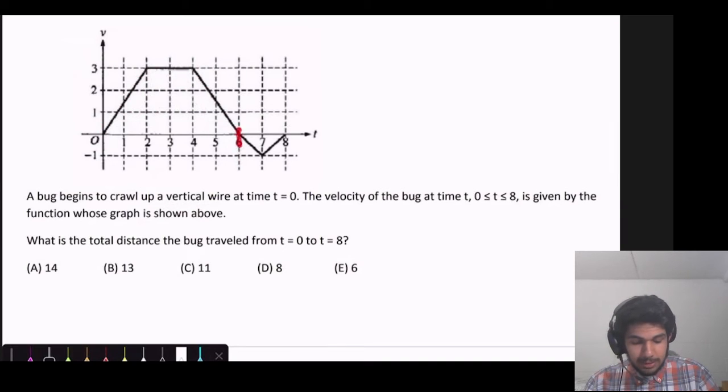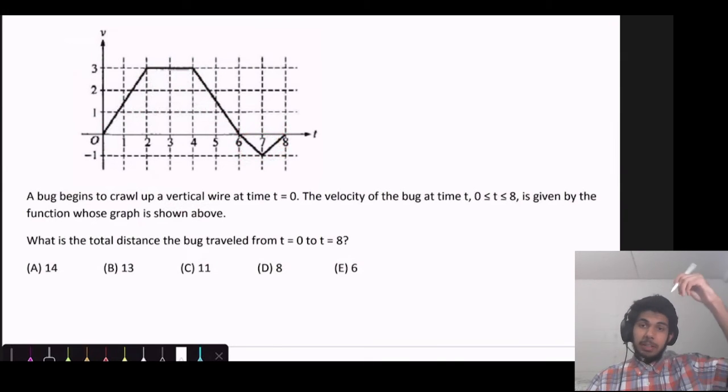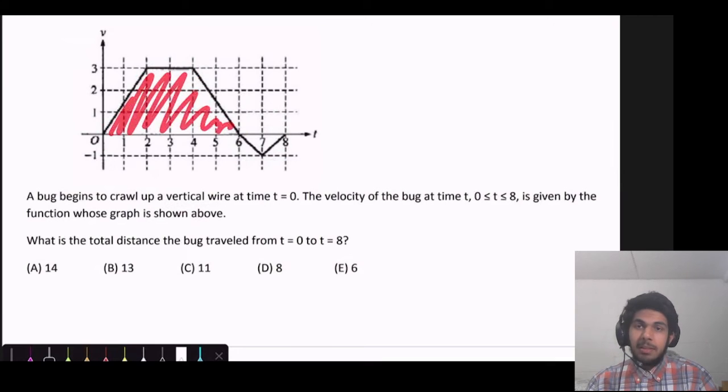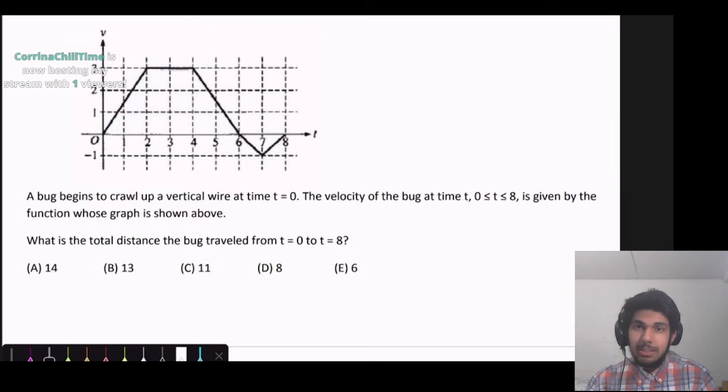However, from t equals 6 to t equals 8, our velocity is negative, which means the bug went up and then it started crawling back downwards at time t equals 6. So, if we compute this area, that will give us both the displacement and the distance traveled.